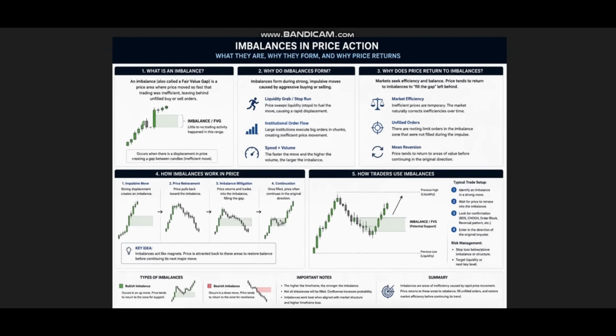Now, there's a couple of easy ways to do this without complicating everything. Price returns and trades back into the imbalance, filling the gap, which is called imbalance mitigation. And then it makes a decision from there. If buyers step in, it will continue above and go higher, a bit like this. So it goes up, comes back, and continues up.